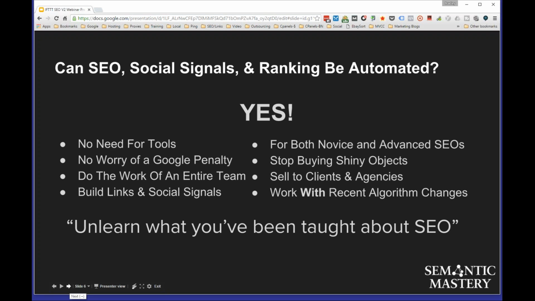And then work with recent algorithm changes. The methods that we are going to share with you today are actually becoming even more powerful as time goes on. As the algorithm continues to evolve, we continue to move further and further into the semantic web, or Web 3.0. It's very, very powerful, okay? And it just continues to become more powerful, and that's what we've seen, okay? So unlearn what you've been taught about SEO. The reason I have that quote down there, unlearn what you've been taught about SEO, is because a lot of you probably are coming with some SEO background or experience, and a lot of the traditional SEO methods that you've been taught don't really apply to what we're going to be teaching today.